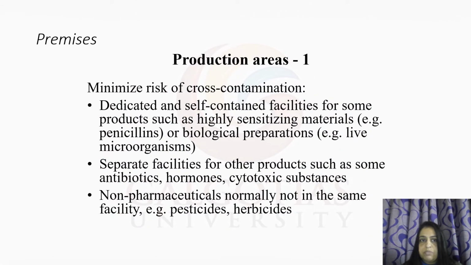Production area 1: minimize the risk of cross-contamination. Dedicated and self-contained facilities are needed for some products, such as highly sensitizing material, for example penicillin, or biological preparations with live microorganisms. A separate facility is needed for other products such as some antibiotics, hormones and cytotoxic substances. Non-pharmaceutical products are normally not in the same facility, for example pesticides and herbicides.